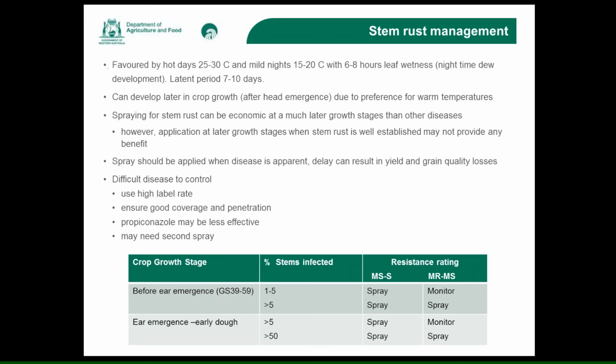So we're saying that we should be spraying those susceptible varieties when disease is apparent, and that delaying can result in yield and grain quality losses. It's a difficult disease to control. Trials have shown that high label rates are preferable. Good coverage and penetration are particularly important in terms of getting to where the rust is. If we're going with an early spray, then a second spray could be needed and certainly can be beneficial.